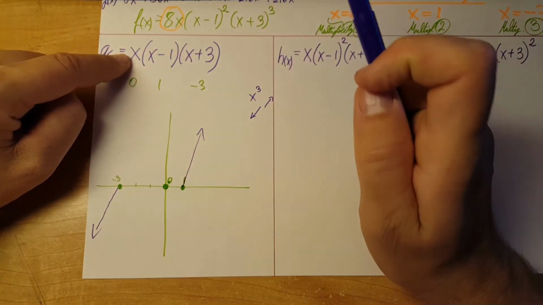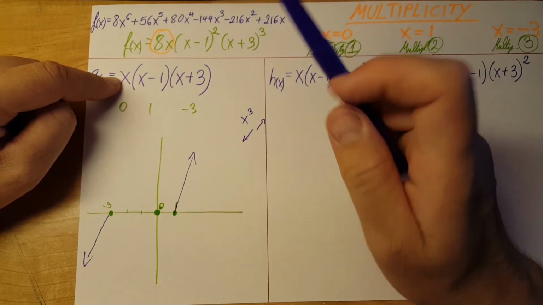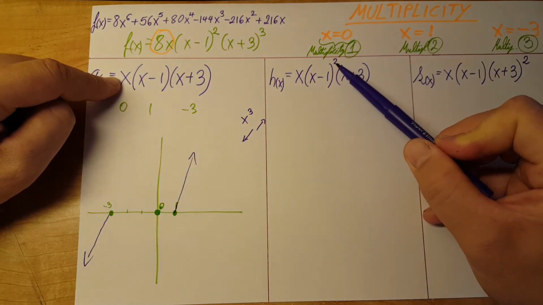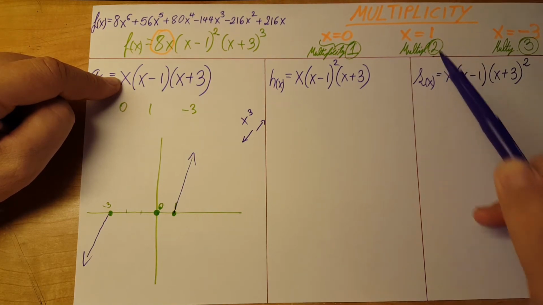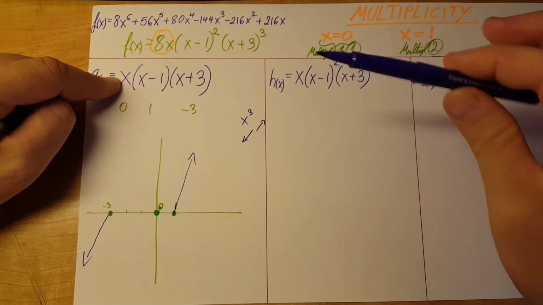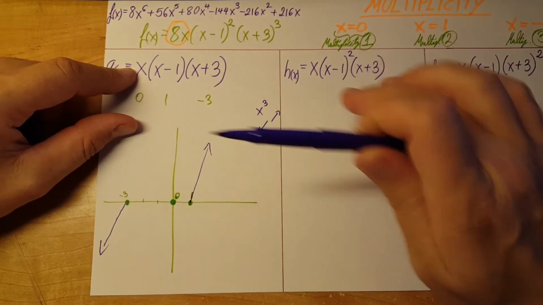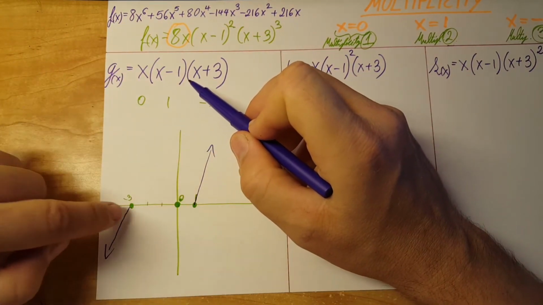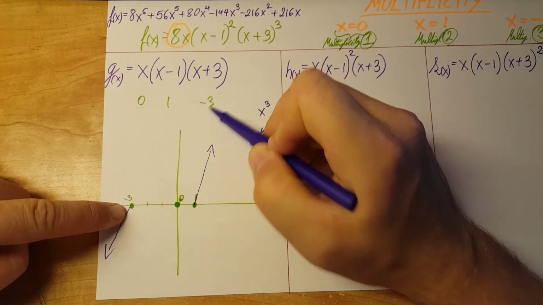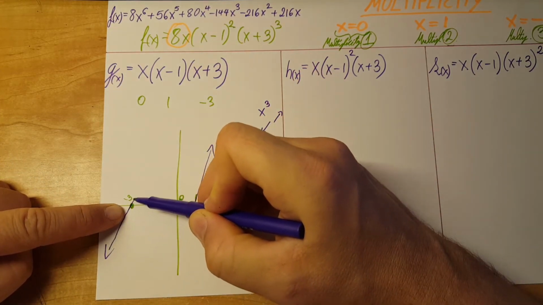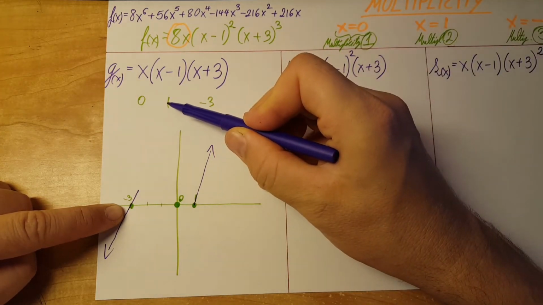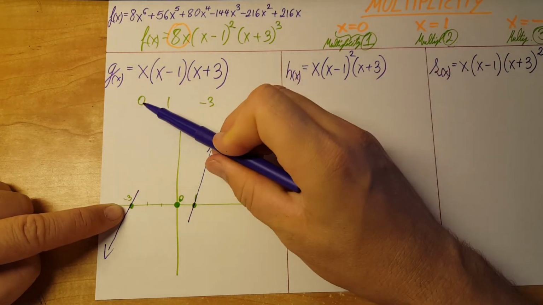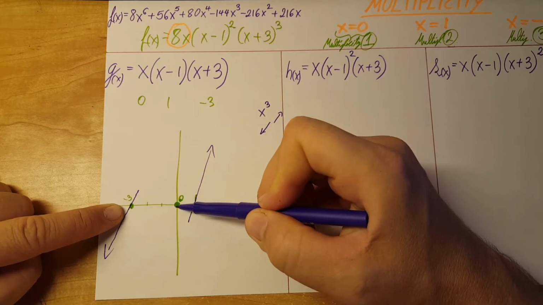Whenever the multiplicity is odd, that means the graph will cross the x-axis. Whenever we have a multiplicity that is even, that means it will just touch it or bounce on it. We'll get to that when we do this one. So let's say at -3 we have a multiplicity of 1. So it will not bounce on it, it will simply cross the x-axis. But at 1 we have a multiplicity of 1, so it will cross the x-axis. At 0 we have a multiplicity of 1, so again we will have a crossing.